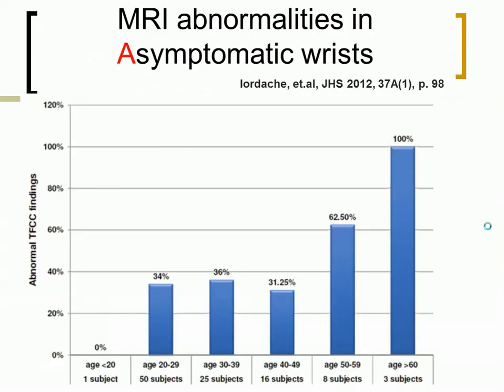Similar to the anatomic findings, MRI done in asymptomatic wrists, people without pain, shows a similar increase in abnormal findings as we age. The older the patient, the more likely it is to find an abnormal TFCC, and this may not be the source of their pain. Also, just because they have a TFCC tear on MRI does not mean that it requires surgical treatment.